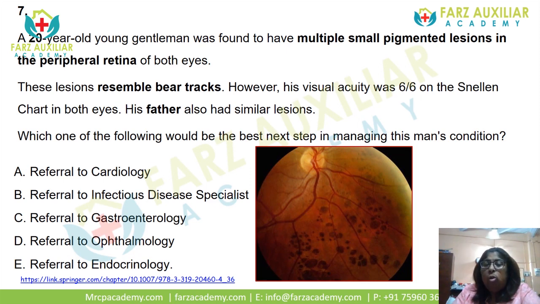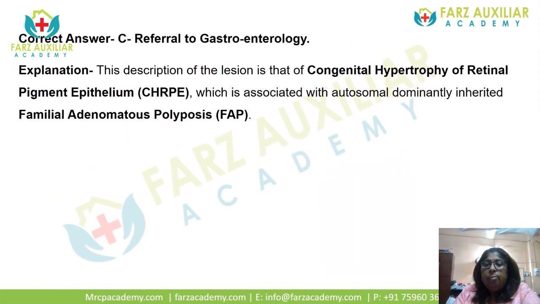So the correct answer is C. Referral to gastroenterology. This description of the lesion is that of congenital hypertrophy of retinal pigment epithelium, or CHRP, which is associated with autosomal dominantly inherited familial adenomatosis polyposis, FAP. CHRP is a flat pigmented spot within the outer layer of the retina at the back of the eye. It is a pre-malignant condition.